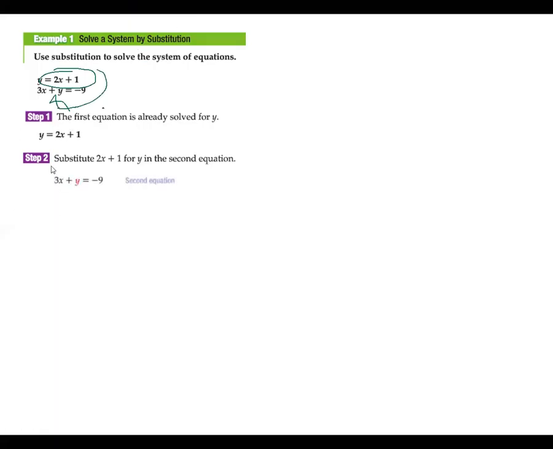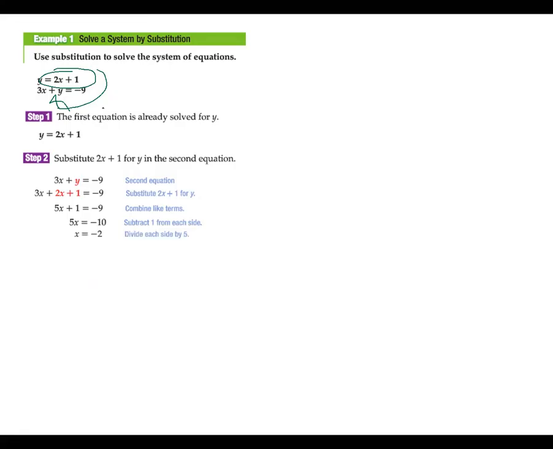Okay, so the other equation is 3x plus y equals -9. Now, the first equation tells me what y is equal to in terms of x. Y is equal to 2x plus 1, so I'm going to substitute the 2x plus 1 in place of y. All right, now this just has one variable, it's just x, so you combine the like terms since they're on the same side, and then solve for x. Subtract 1 from both sides, then divide by 5, and you get x equals -2.